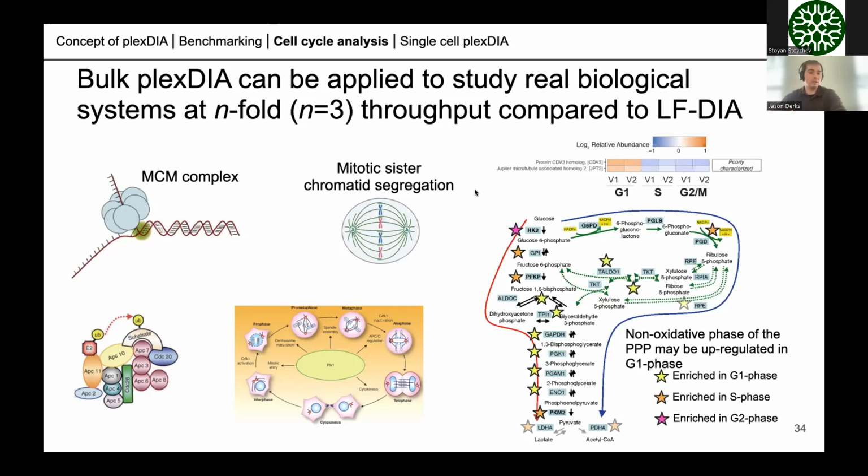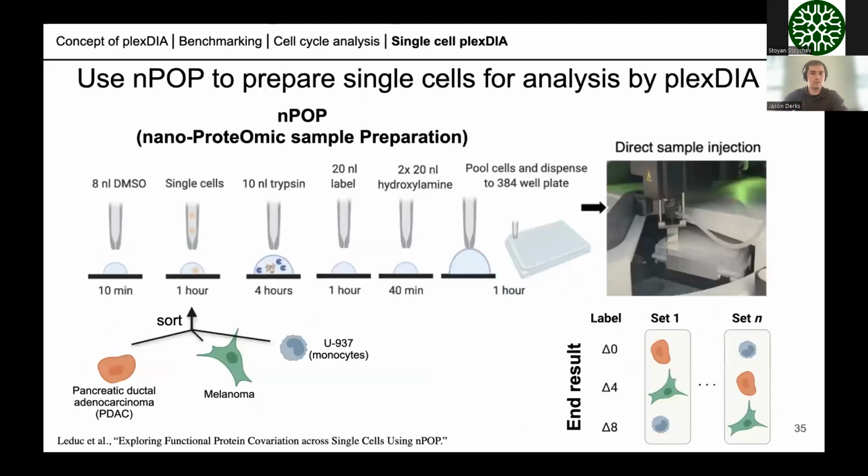So what we've shown here is that this can work quite well at a bulk level, and then we wanted to analyze what this can actually do if we go to more sensitive analysis. So let's analyze single cells. I had help from a fellow grad student, Andrew Leduc, who's a graduate student in the lab as well. We used this method that he's been making, nPOP, nanoproteomic sample preparation. And with his help, we sorted some cells into a really tiny droplet of DMSO.